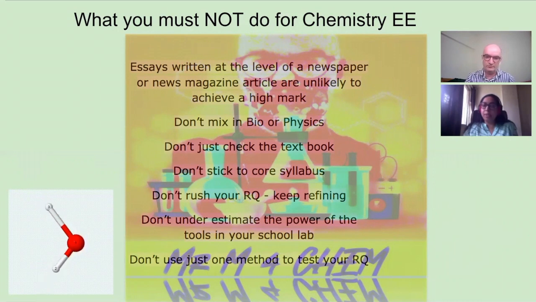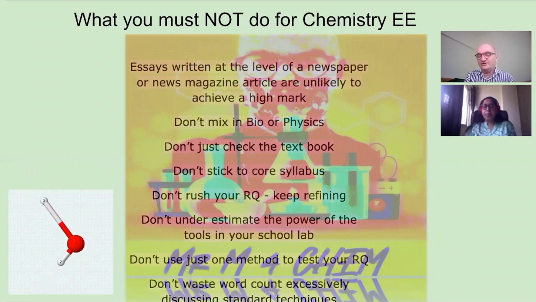Yes, of course. I mean, the different methods do complement each other. Absolutely. And don't just use one method to test your research question. It's not enough. Thinking of my own experience, 1 or 2 years ago, a student tested soil pH at different temperatures, and then she did some Ka calculations. But basically, it was just one method to test the research question, and it actually ended up quite a weak extended essay.